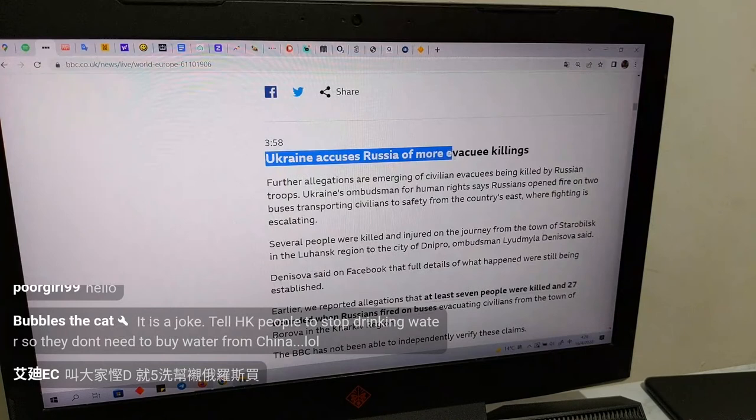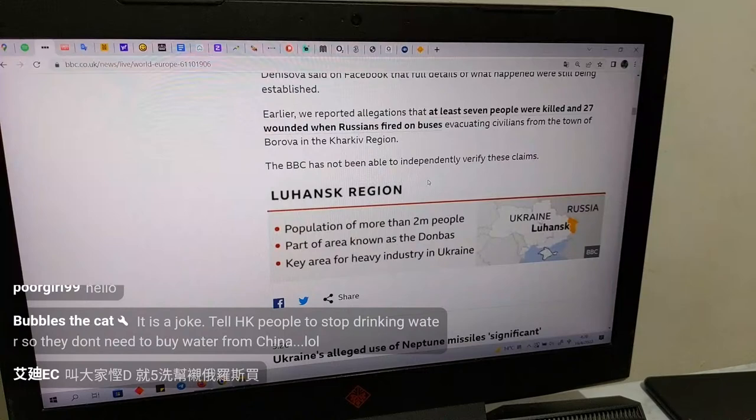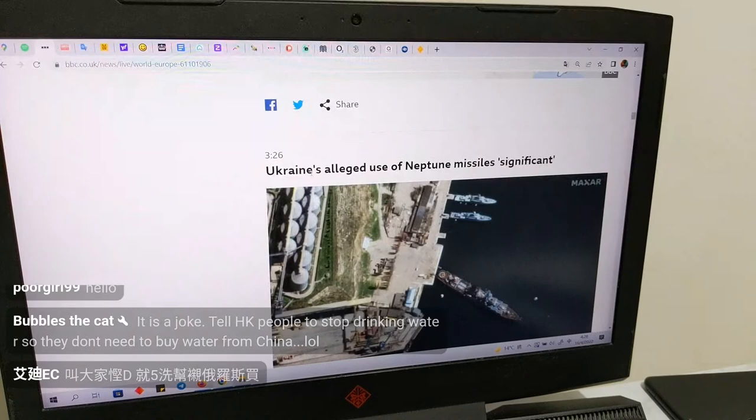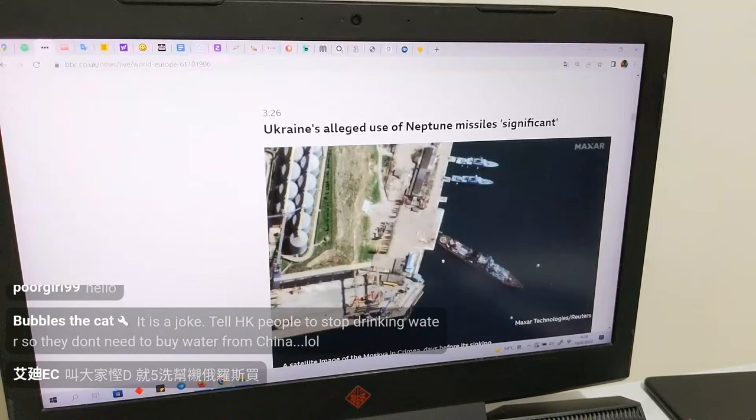So those who flee are killed too. Basically Ukraine is now accusing them. Ukraine's allies allege use of missiles significant. Wow, the whole sentence is really difficult to pronounce. Let me try to search this sentence.